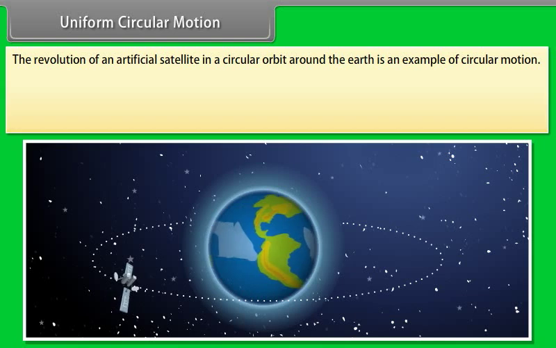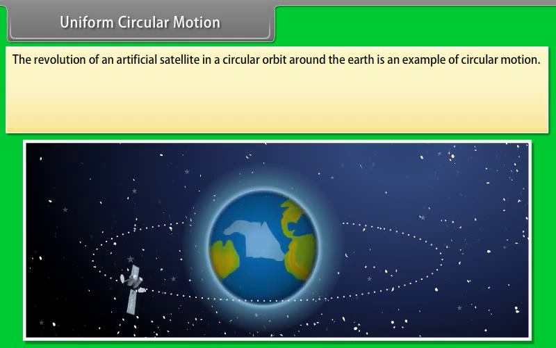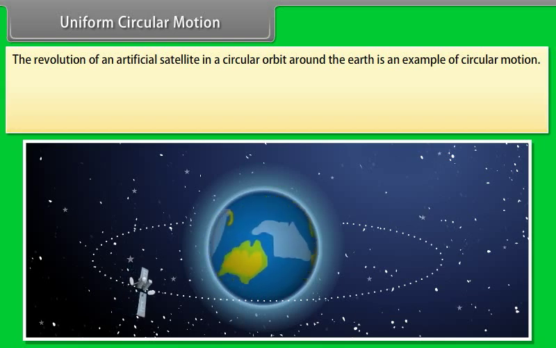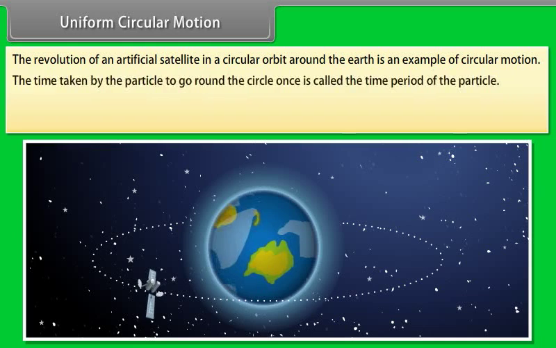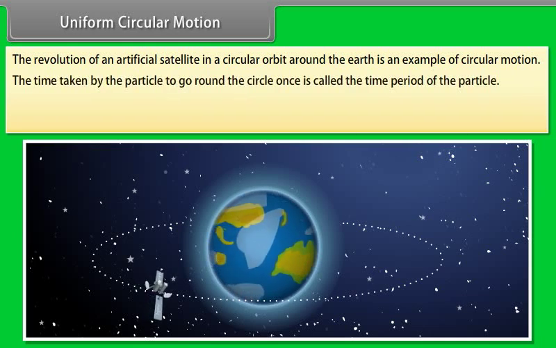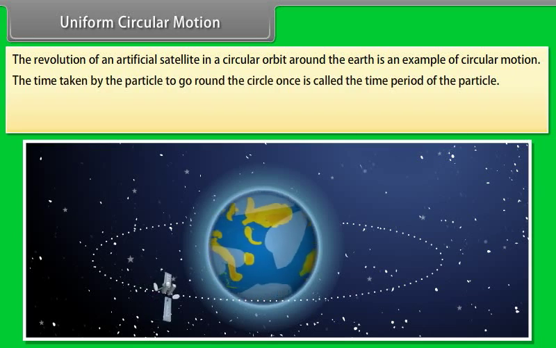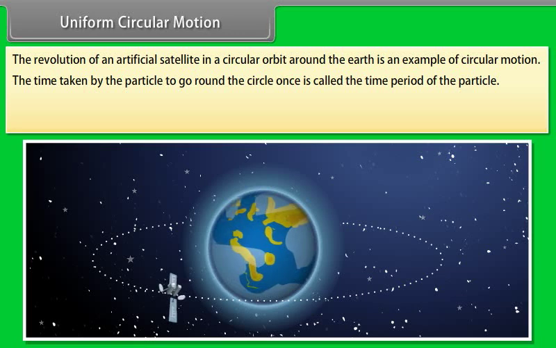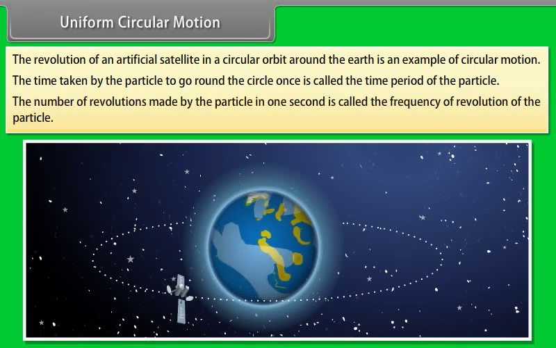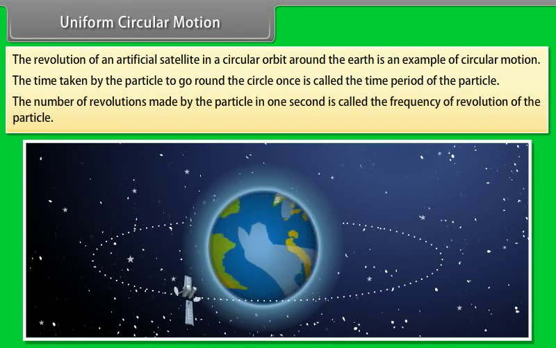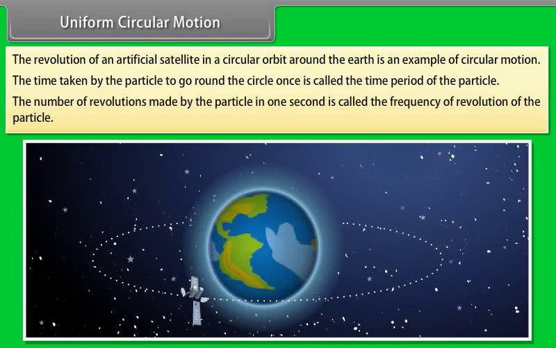Uniform circular motion. The revolution of an artificial satellite in a circular orbit around the Earth is an example of circular motion. The time taken by the particle to go round the circle once is called the time period of the particle. The number of revolutions made by the particle in 1 second is called the frequency of revolution of the particle.